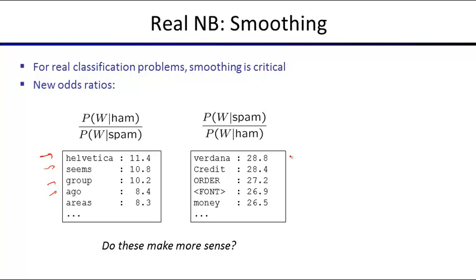Here for spam, font Verdana apparently in this data set was the font that spammers were using at the time. Credit is a word that occurs a lot in spam emails, but not in ham emails and so forth. So this is a lot more reasonable. This actually makes sense. So our choice of k probably was a good choice here.